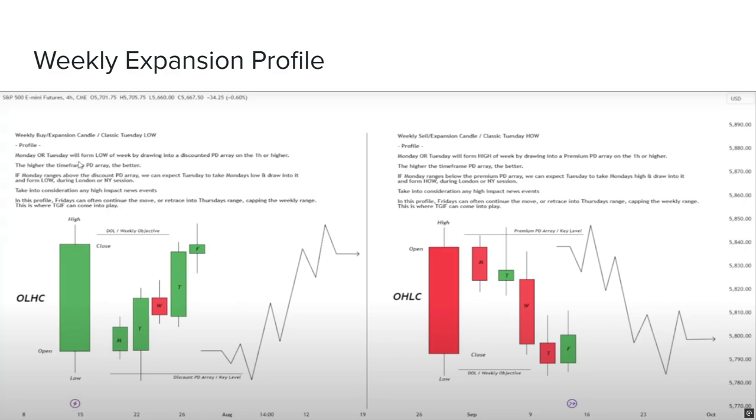That's pretty much it. For the weekly sell expansion candle, the classic Tuesday high of week, which is Monday or Tuesday, will form the high of week by drawing into a PD array on the 1 hour or above. The higher time frame, the better the PD array. The same rule set as for the weekly buy expansion. Okay.